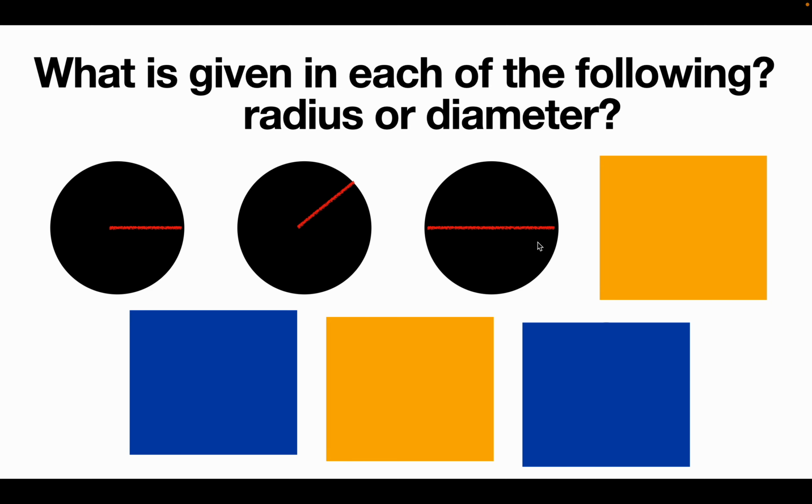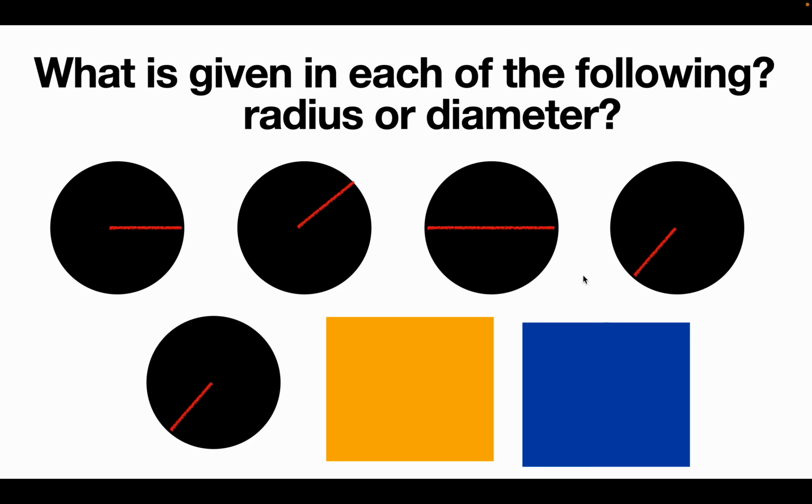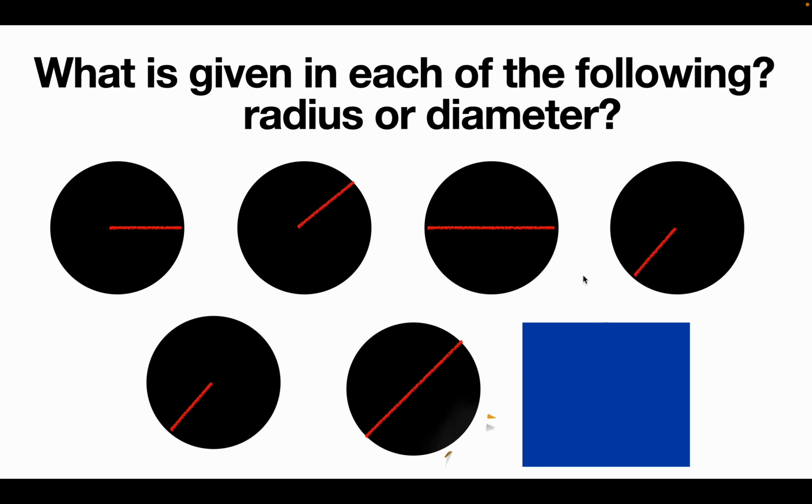So your radius is half of your diameter. This one, what do you think it is? Half of the circle, so it is your radius. Another one, this is half of the circle also, so it's another radius. This is another full one, so that is your diameter. And another full one, so that is your diameter.